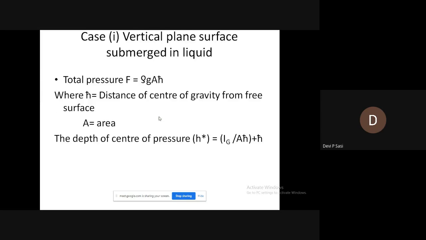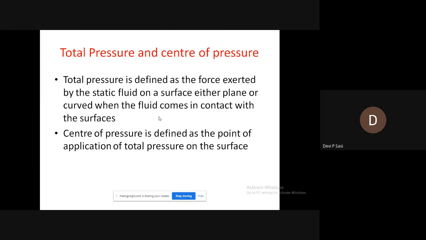So we can conclude that the equation for total pressure, the pressure force F, is the same in both cases, but h star is different in both cases. That is about total pressure and center of pressure.